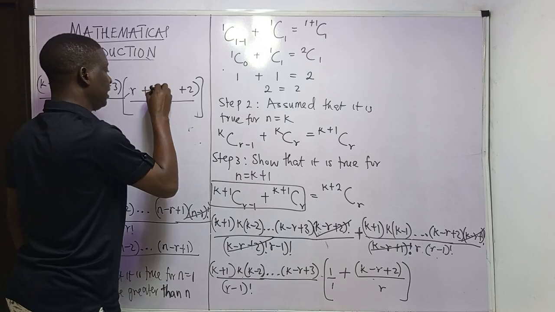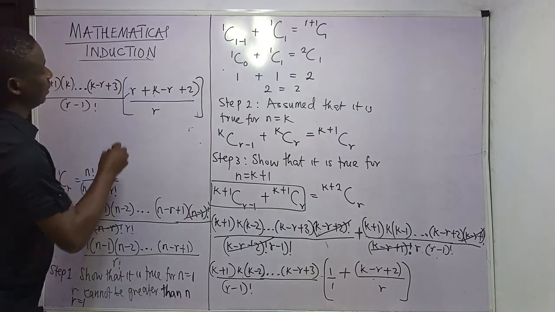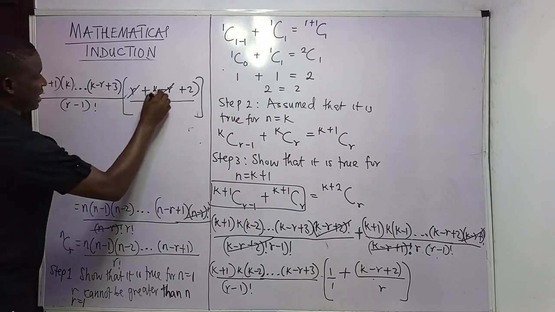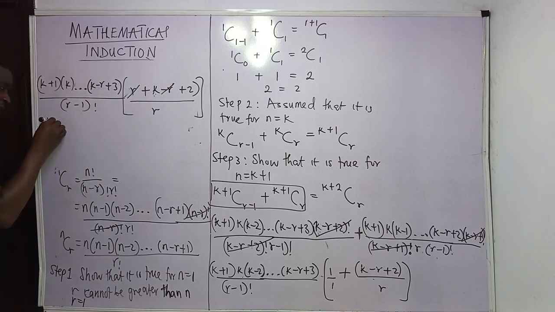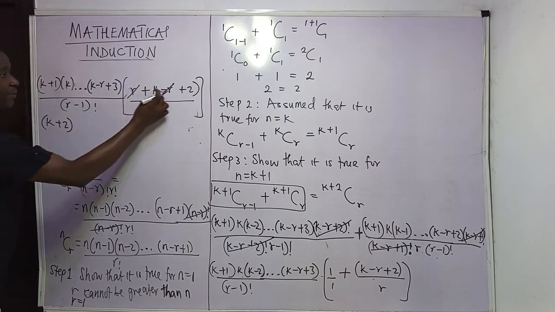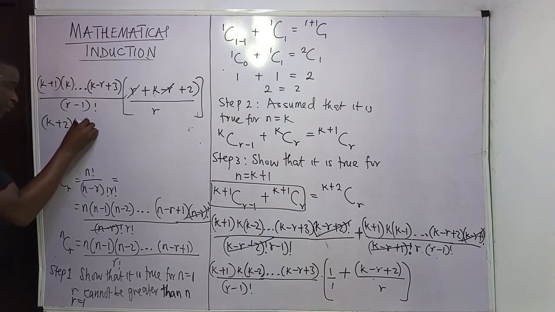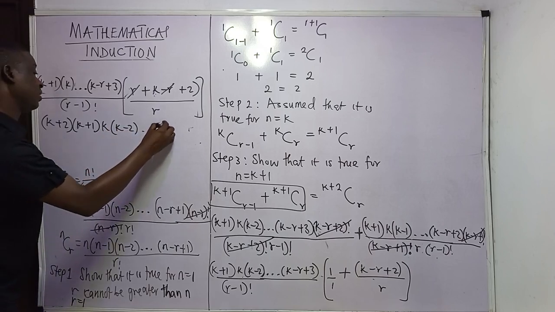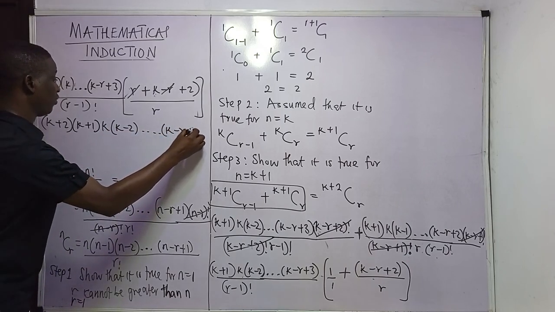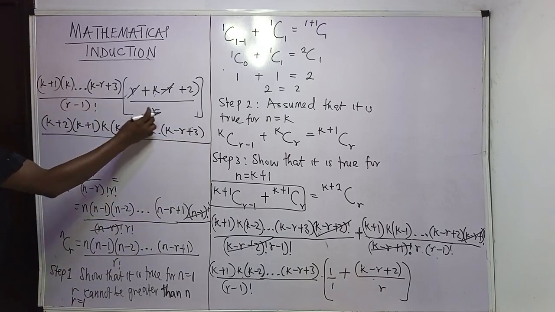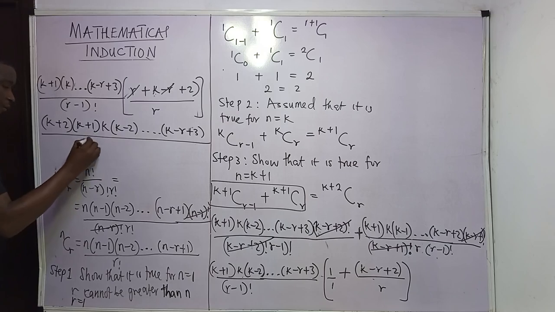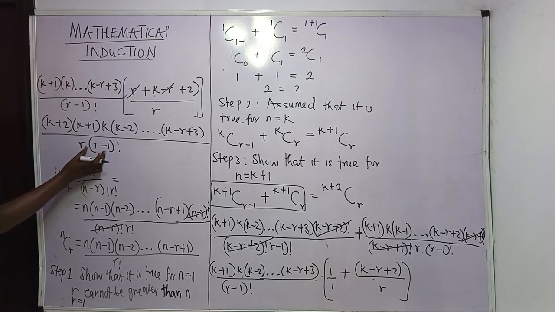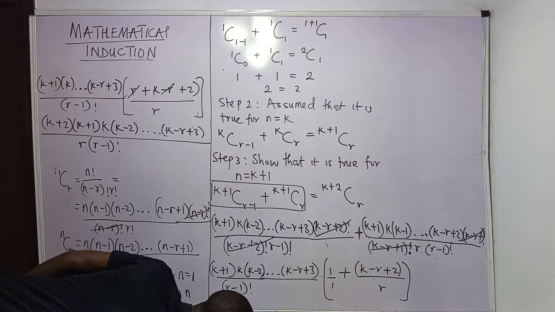Now left with k minus r plus 2. So this r will cancel out this r. Now we are going to have the k plus 2. So the k plus 2 can be at the beginning as k plus 2, before k plus 1, before k, for k minus 2. And so that is equal to k minus r plus 3 all over, then this r will come before r minus 1 factorial, so that what we have here is actually r factorial.